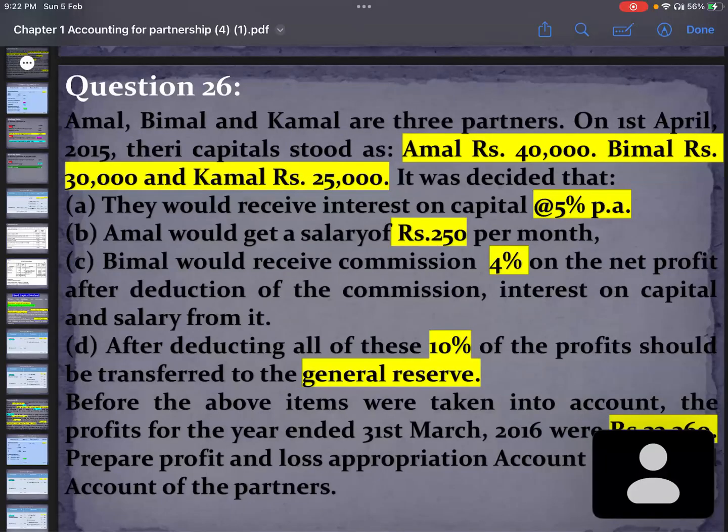Done, everyone. Just confirm whether the P&L appropriation is done for this question or not. Halima, you're doing it? Yes, done. Okay, and could you please tell me the divisible profit for this question? I said I was doing. Okay. All right, take your time, do it. And what about everyone else?